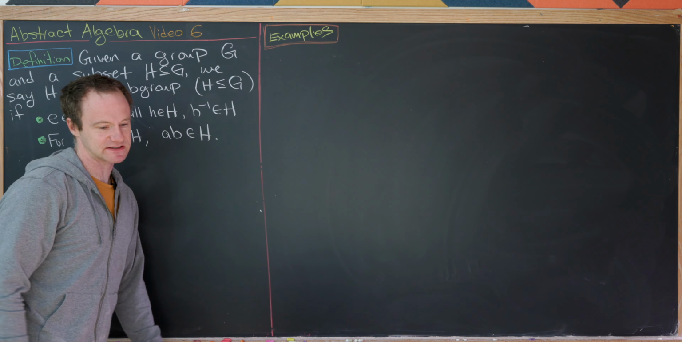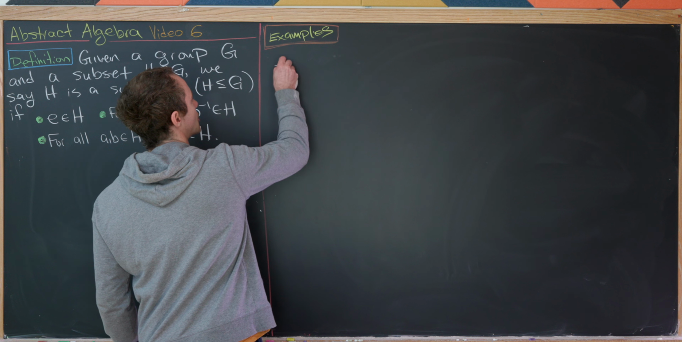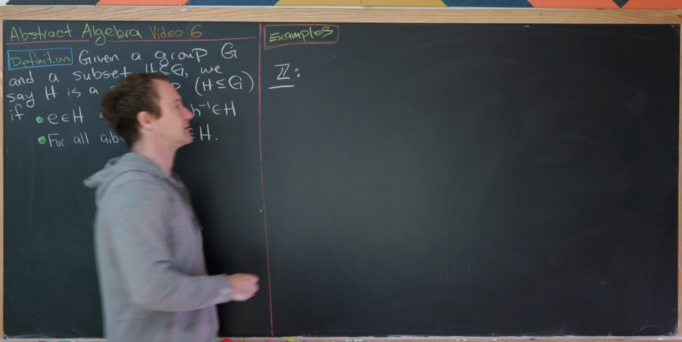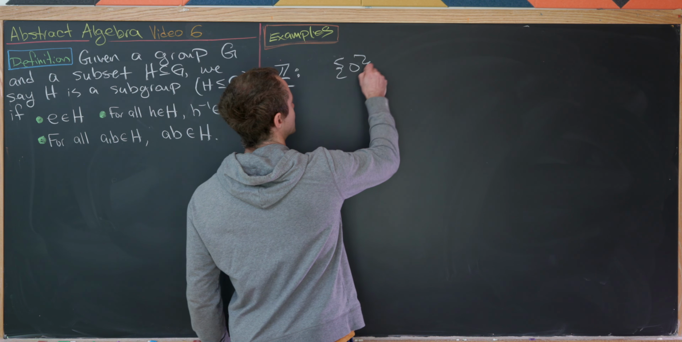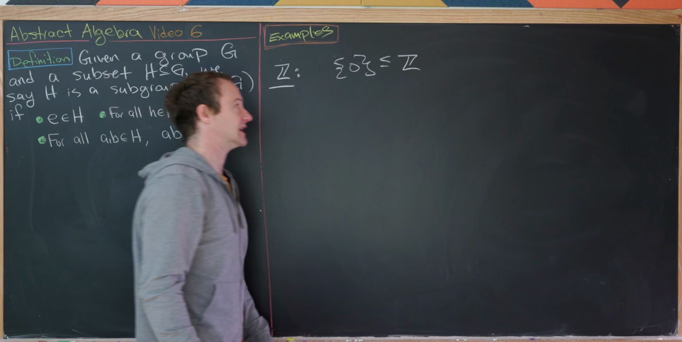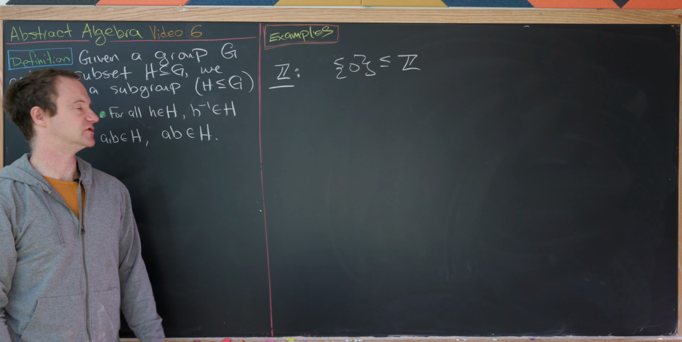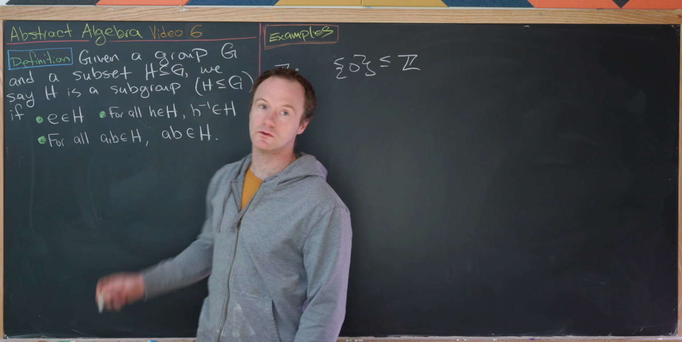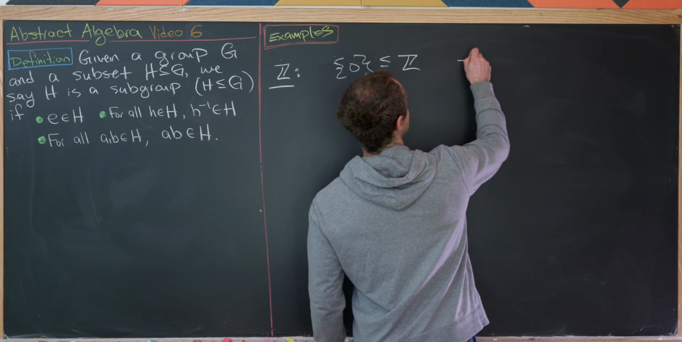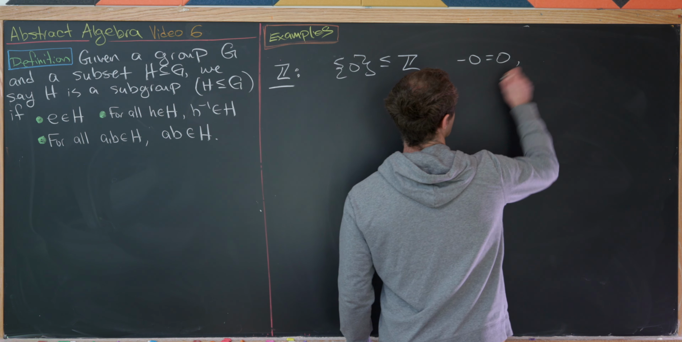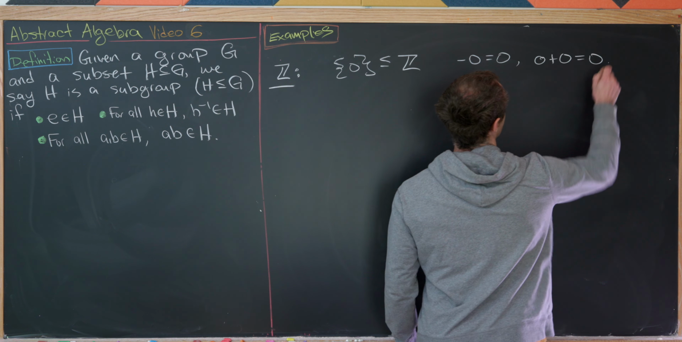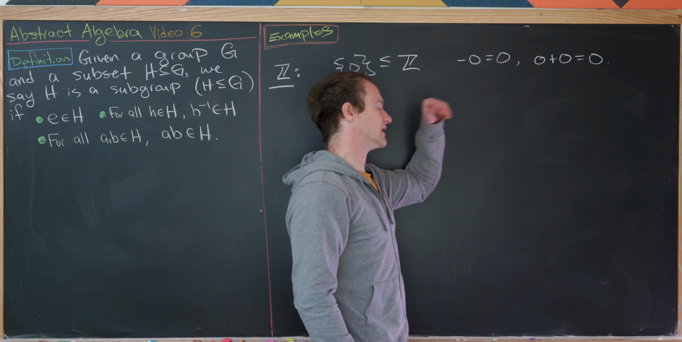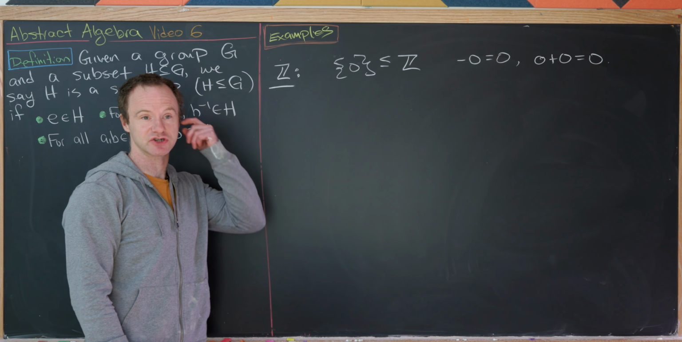Okay, so let's look at some examples. Let's maybe start with the group Z and look at some subgroups of it. Well, let's notice that the subgroup just containing the identity element 0 is a subgroup of Z. This is not super interesting, but it definitely satisfies all of these rules. That's because the inverse of 0 is equal to 0, and 0 plus 0 is equal to 0. And 0 is the identity. So it's closed under taking inverses and under the operation.